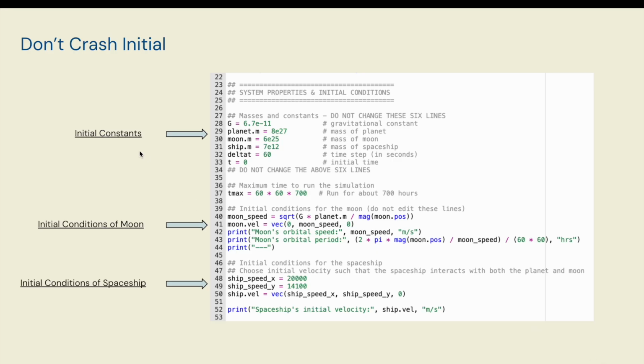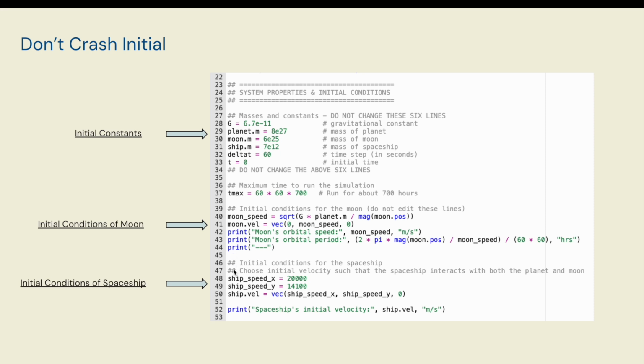Then we're going to go on to part 2, which is the don't crash part. Again, we use our initial constants, which are the G constant, the mass of the planet, which is 8 times 10 to the 27, the mass of a moon, which is 6 times 10 to the 25, the mass of a ship, which is 7 times 10 to the 12, delta t, which is 60, and a starting position, which is 0. And then we also have the initial conditions of the moon right here.